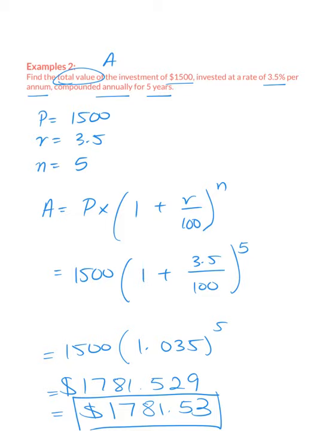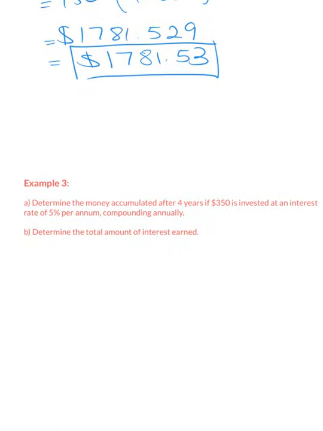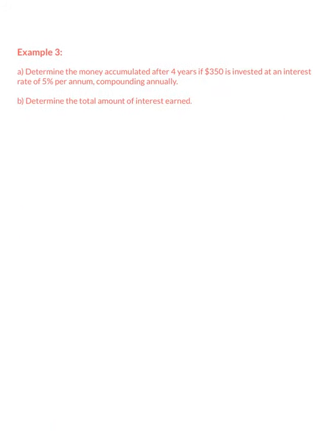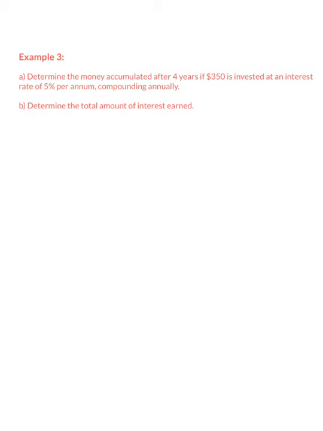Okay, next we will have a look at an example where we're asked to find the total interest gained within a given period. Over here it says, A, determine the money accumulated after 4 years if $350 is invested at an interest rate of 5% per annum compounding annually. So we're asked to find the total money accumulated, so we're looking for A, the new value of the investment. And B says determine the total amount of interest earned within this period, so we're looking for I.